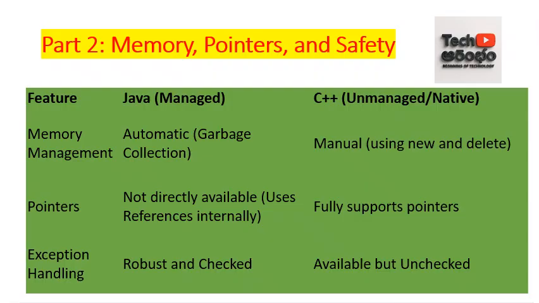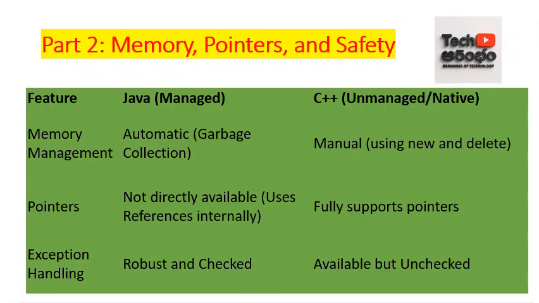On the other hand, C++ requires manual memory management. Developers must allocate and deallocate memory using new and delete. This gives full control over resources and performance, but errors like memory leaks or crashes can happen if not handled carefully. Lastly, pointers. It is another key difference.